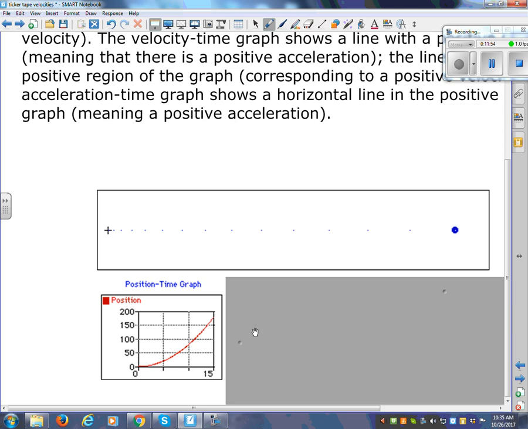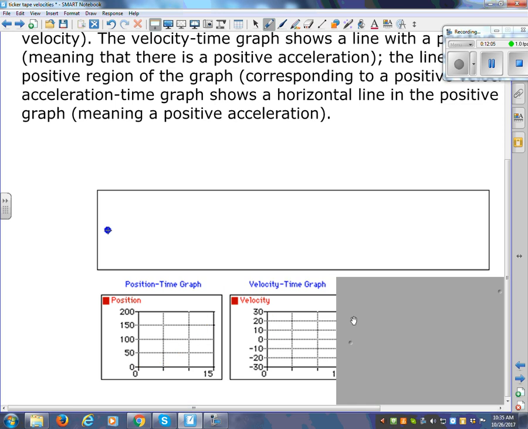Zoe? It'd be up at an angle like that? Why do you say that? Because it's speeding up, so the velocity has to be getting bigger, right? You're absolutely 100% right. The velocity is increasing in value.